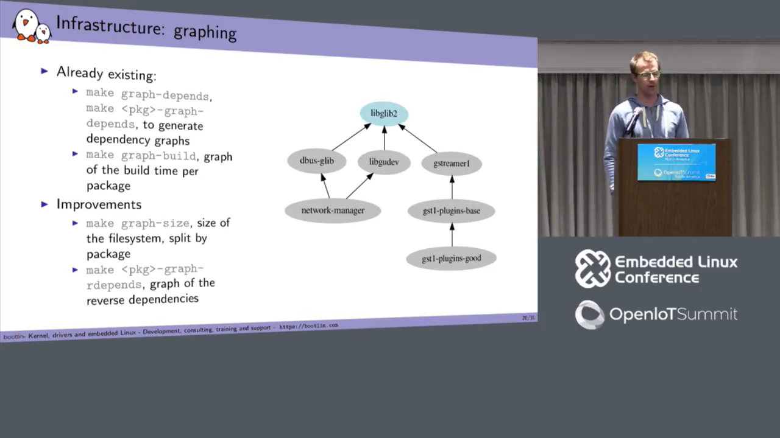And we've also added a way of graphing the reverse dependencies of packages. That's pretty nice to analyze who is bringing that package into the dependency tree, or why my root file system is so big, which package is contributing this amount of kilobytes or megabytes to my overall root file system, which helps in optimizing the root file system footprint.